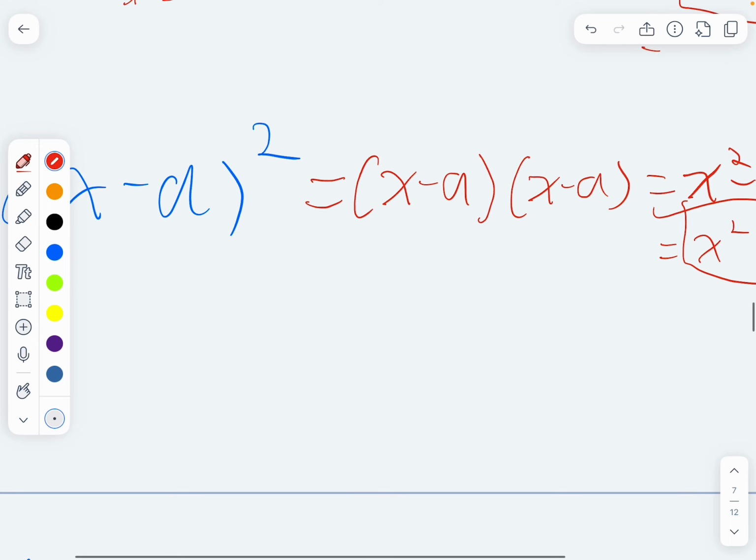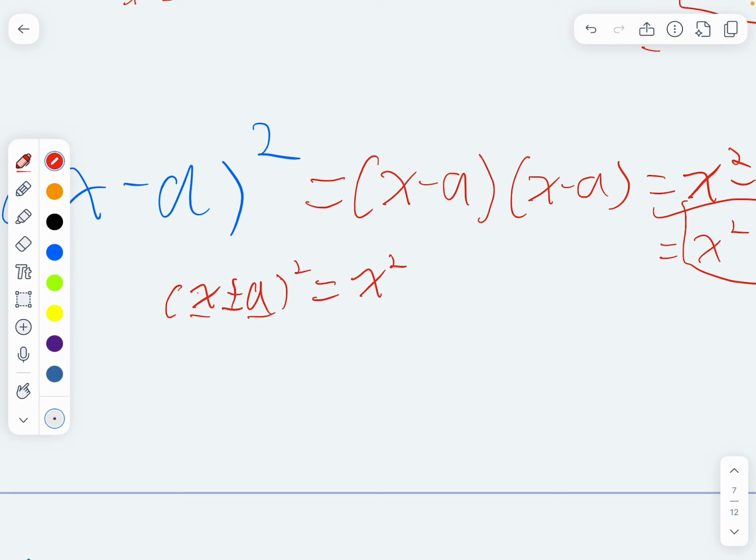You can write it again. So it's x plus or minus a, squared. We write the plus and minus together. So squared equals. So how to remember this? For the first term, we write x squared, and the final term is a squared. Now for the middle calculation, 2 times x times a.